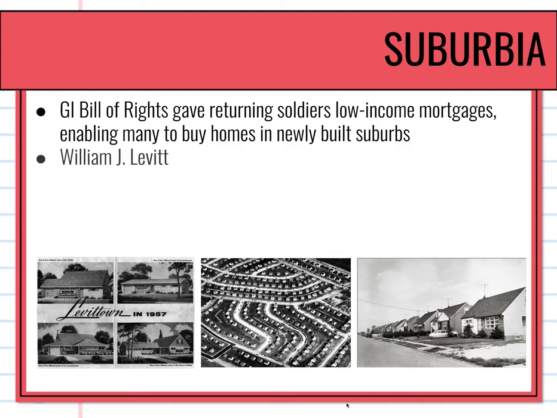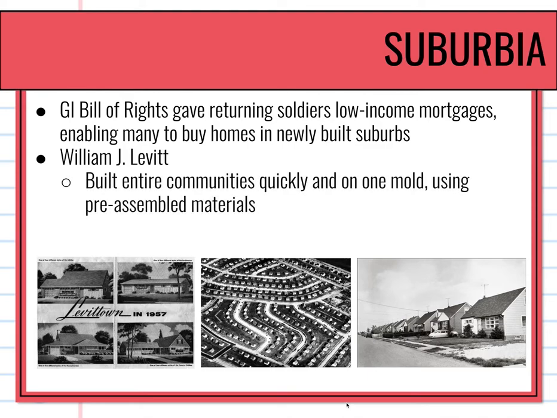And we have a gentleman, William J. Levitt, who creates this idea of suburbia as we know it today. Entire communities are built relatively quickly using a mold and pre-assembled materials. So a mold meaning the houses are identical on the inside, and they have these pre-assembled materials. The parts of the walls are assembled, and it's kind of like paint by numbers almost, but building a house.